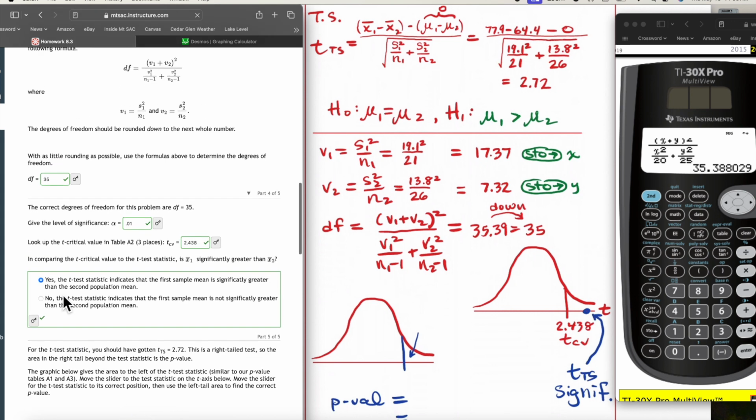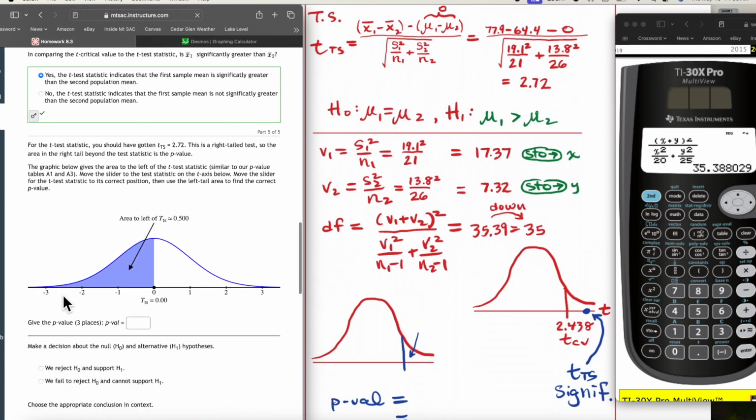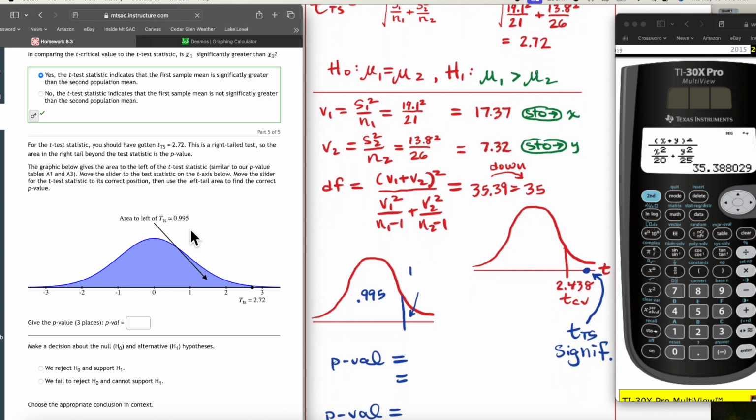And so everything's great. Now we're using this clever little tool for getting our p-value. Our test statistic is 2.72. I'm having you round that to 2 places because that's as precise as I could do with this little graphic we're using here. So again, 2.72 right there. Okay, now we have the area to the left of 0.995. But the area to the right would be the complement, 1 minus 0.995. Which I guess is going to be 0.005.